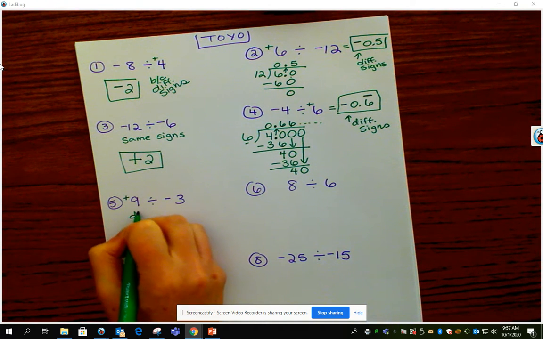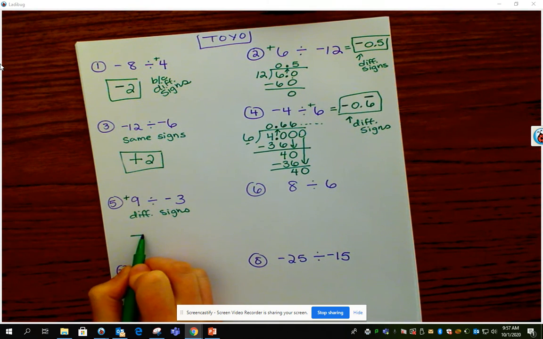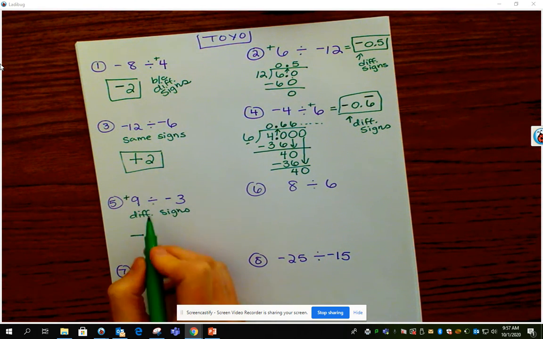All right, so the next one, I have a +9 and a -3. Those are different signs. So I know that my answer is going to be negative, and then I know 9 divided by 3 is 3.